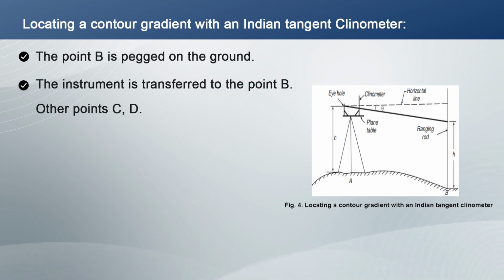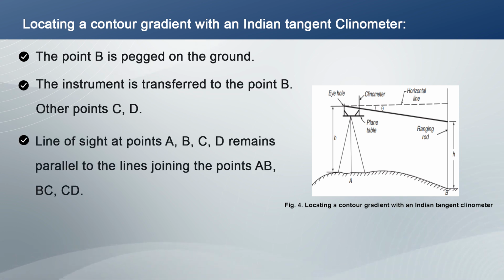The instrument is then transferred to the point B. Other points C, D, etc. on the contour gradient are located in a similar manner. It may be noted that the line of sight at points A, B, C, D, etc. remain parallel to the lines joining the points AB, BC, CD, etc.